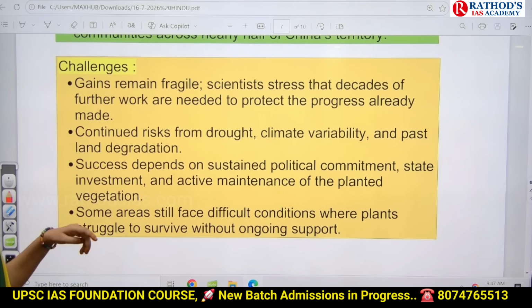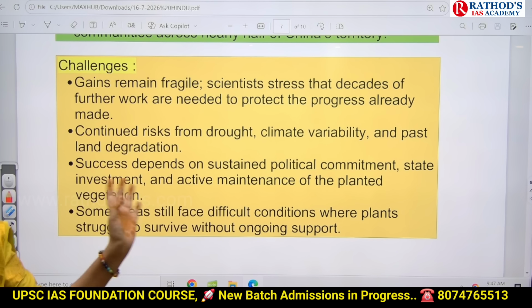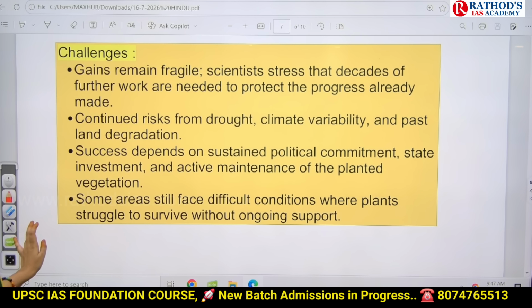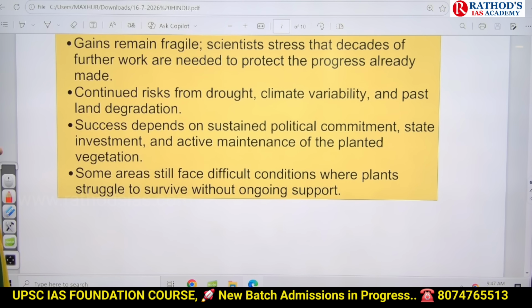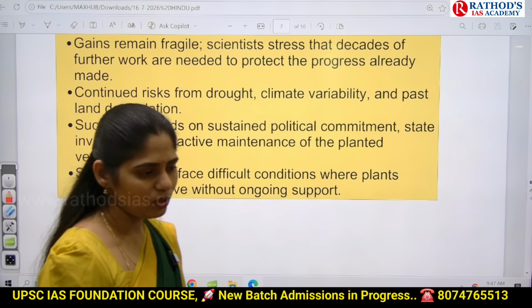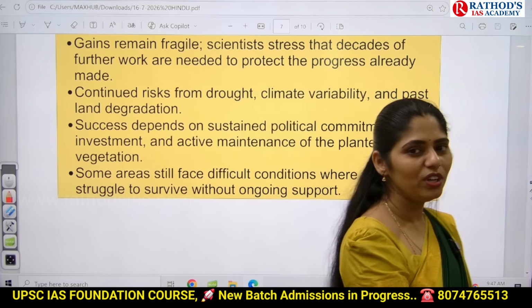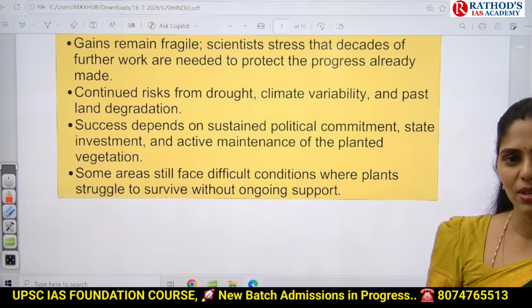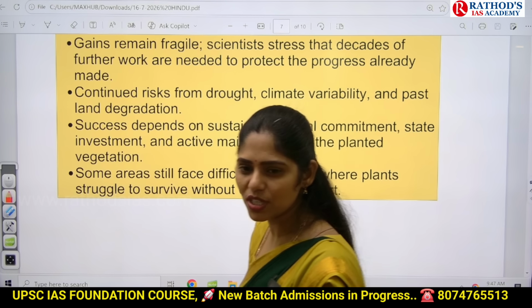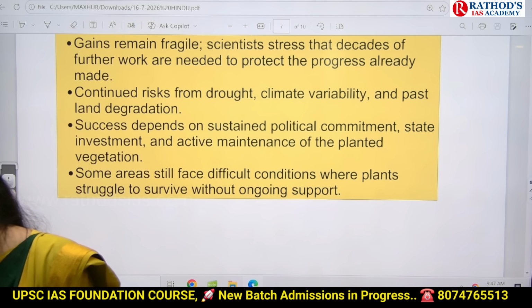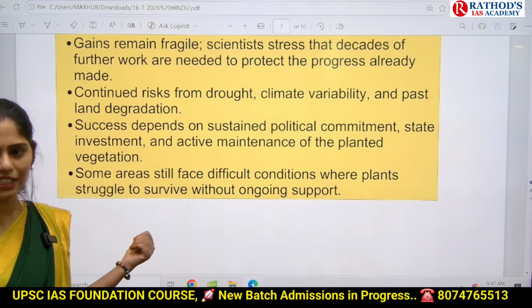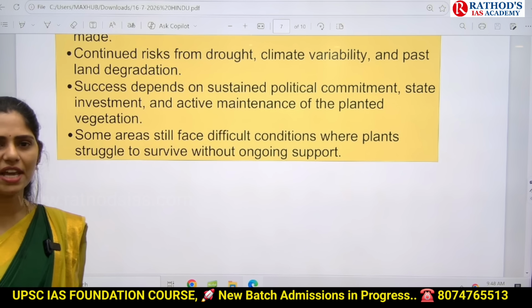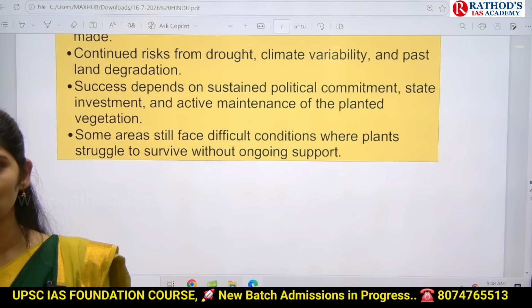The next one is that drought is still continuing there, climate vulnerability is there, and that is also leading to land degradation to some extent. And there is also a lack of political will. They have been doing this from the 1960s onwards. If they are not getting proper outcomes, will they show interest? So there is a lack of political will now in this government. Those are some important challenges you are seeing in the Great Green Wall of China.